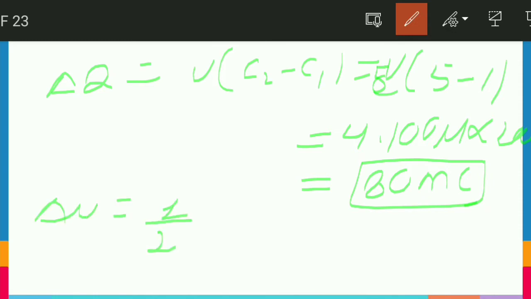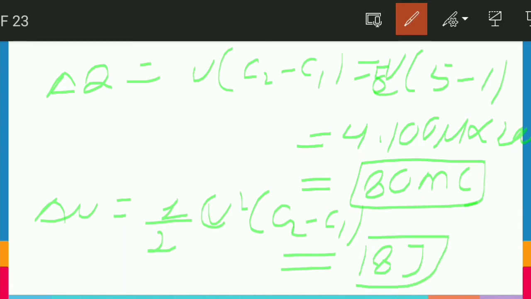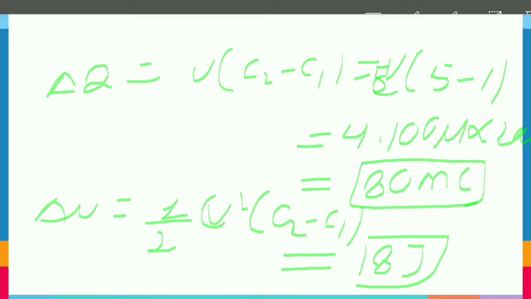Half times C, half times V square, C2 minus C1. Same thing we will do here, and after putting the same values we will get its value equals to 8 joule. Actually this question was easy. I had just done it to give you good practice over this question. Nothing important, but yeah, please write down and move to the next question.